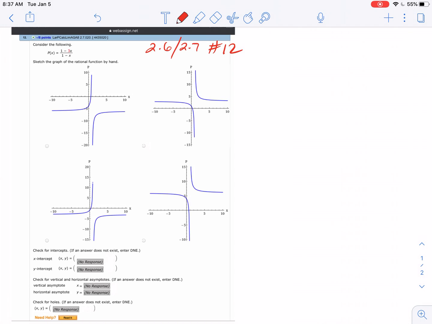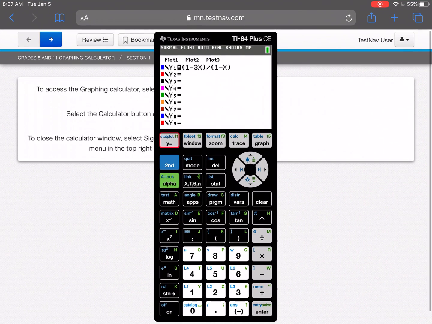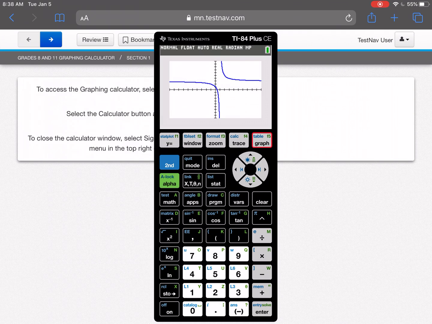Numbers 2.6, 2.7, number 12. You should have a similar rational expression. So I took mine and I typed it into my calculator. I have two terms on top, two terms on the bottom. So again, parentheses around the top, parentheses around the bottom. And when I look at this graph, it looks like it's in the top, what I call the top right corner, bottom left corner. So let's see why it looks the way it does.